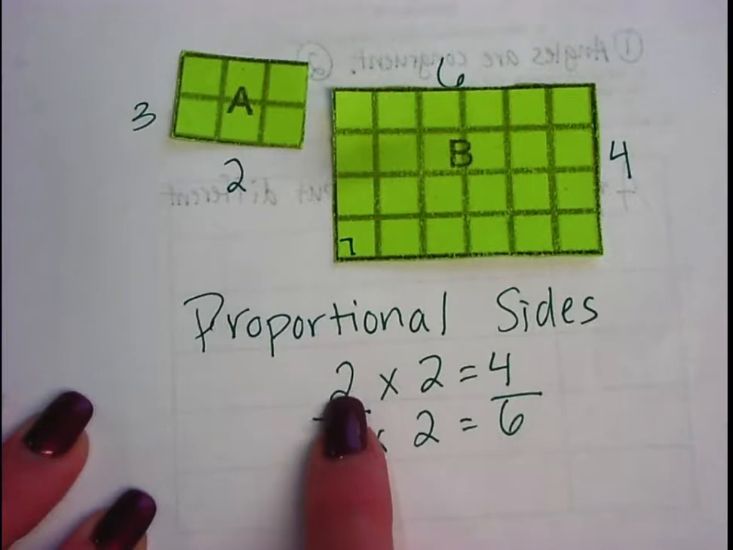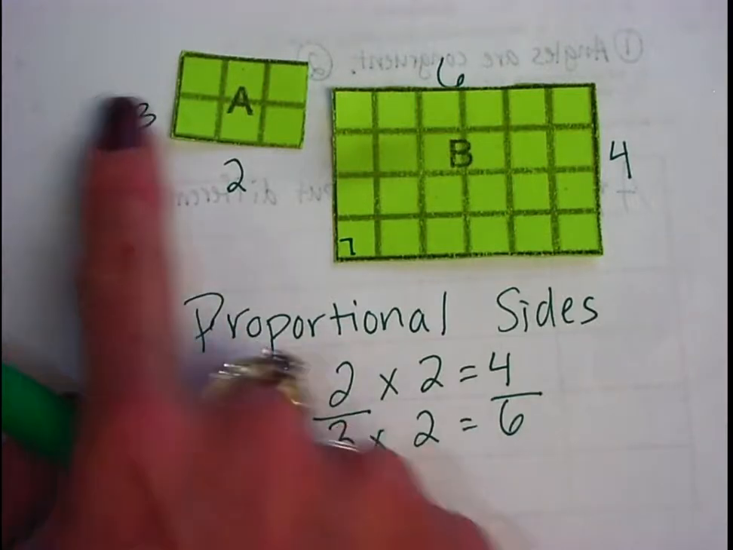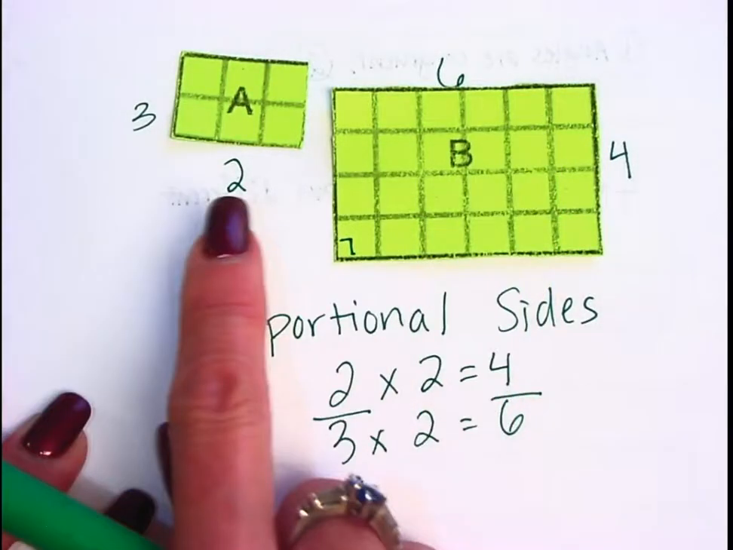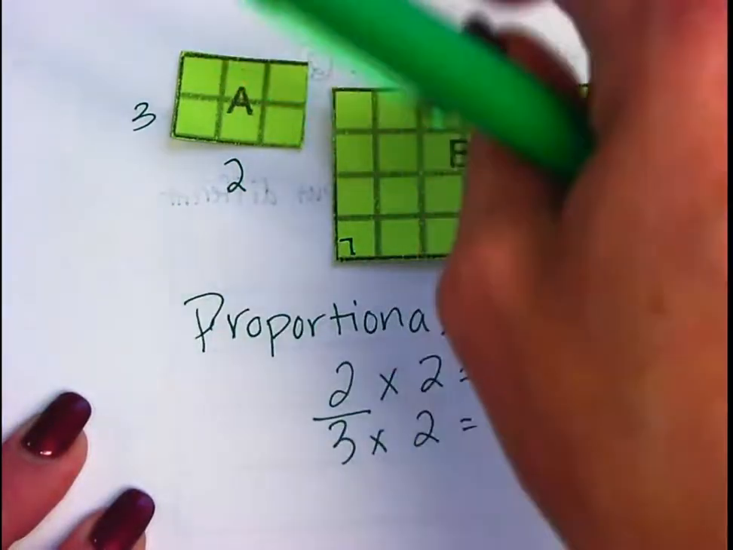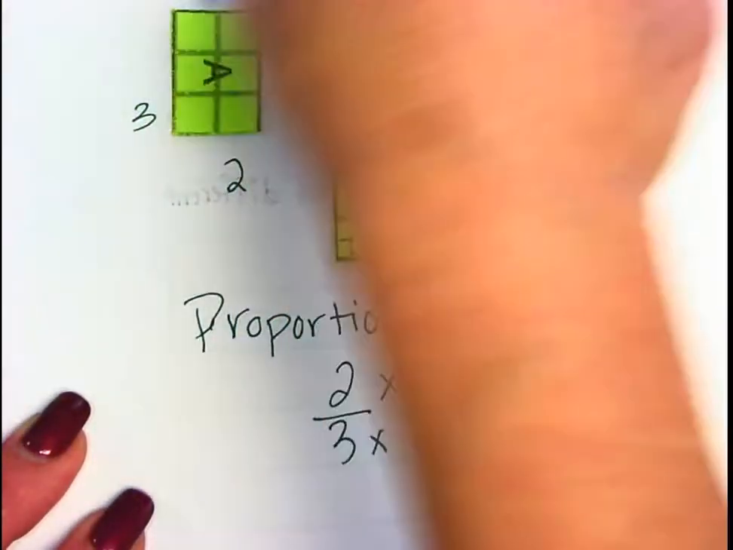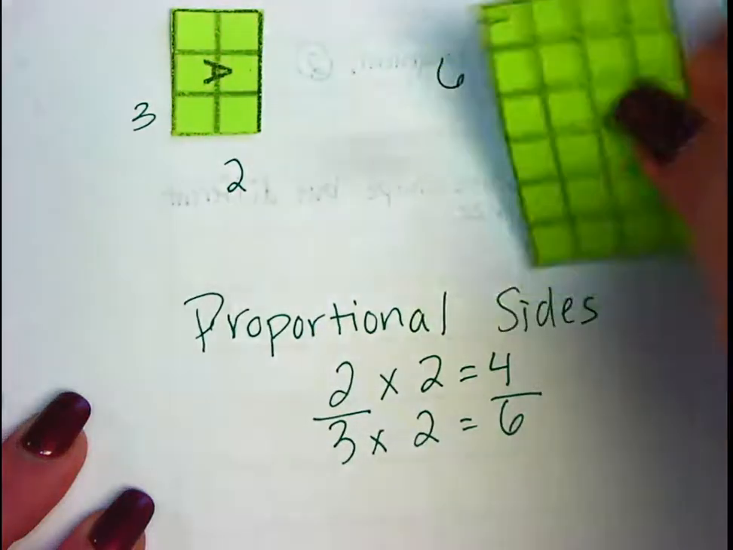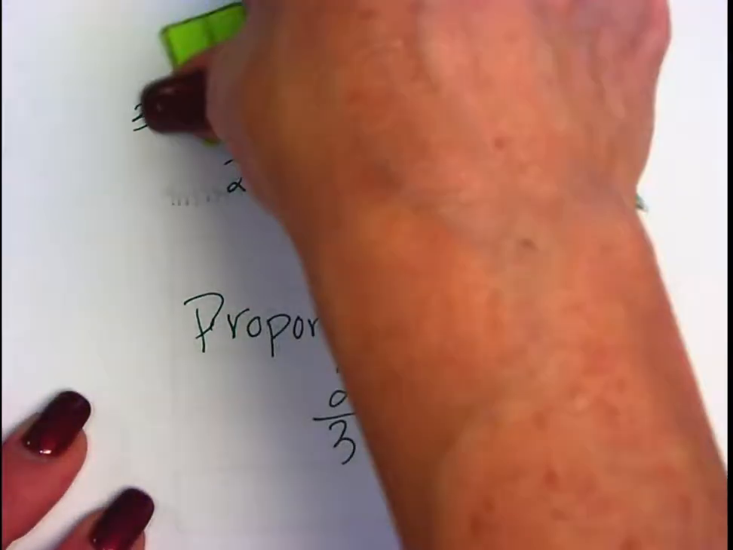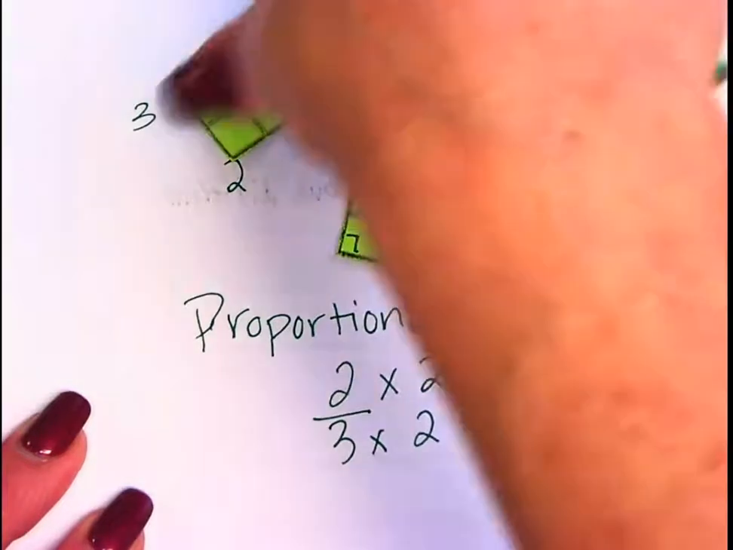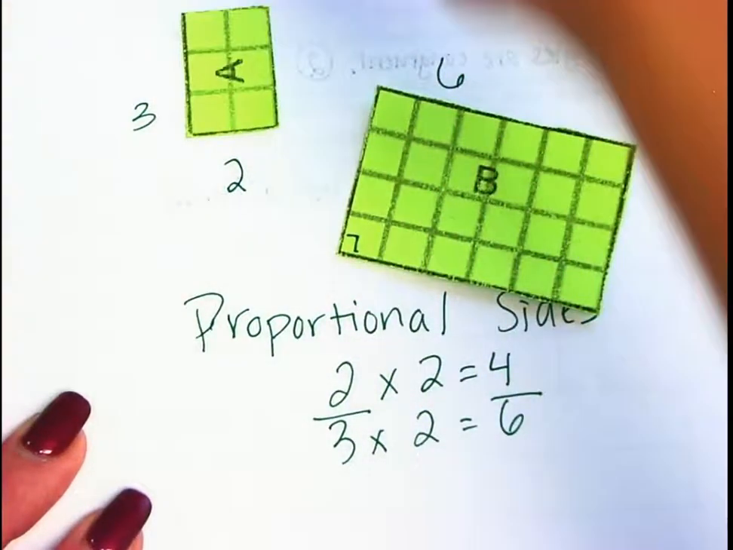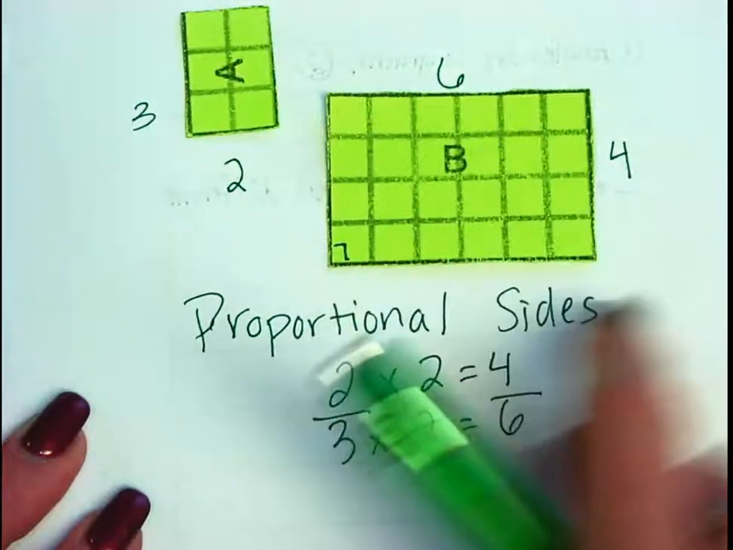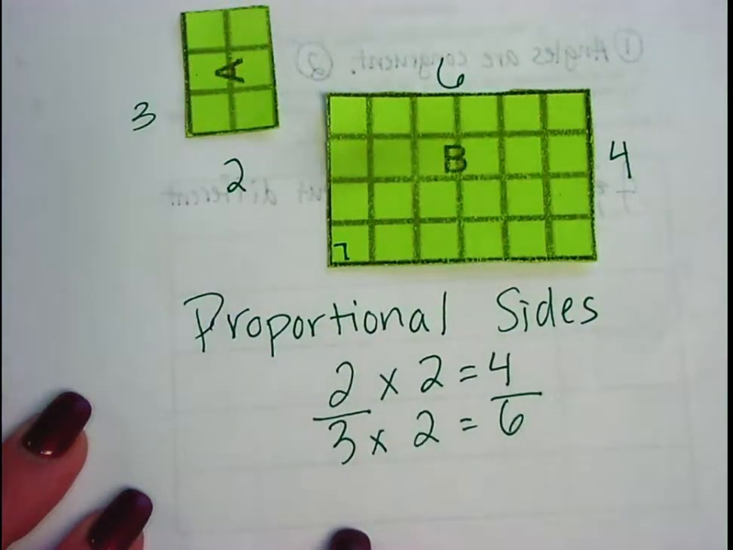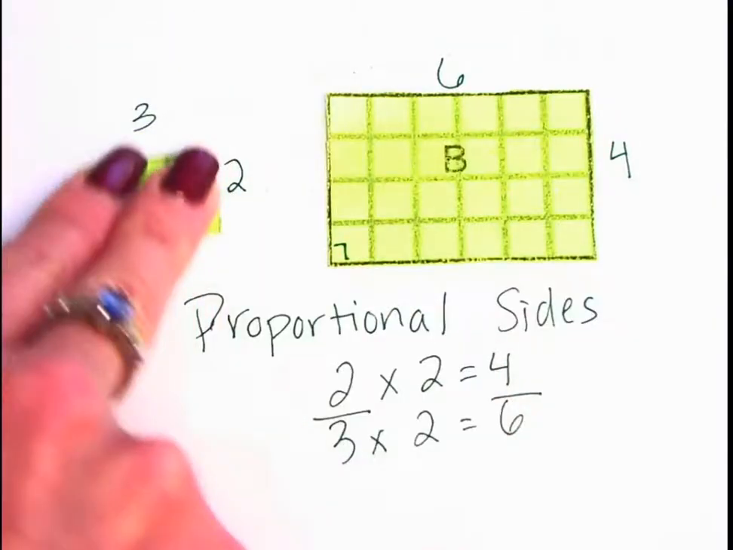So I can look at the relationship between the shorter side and see it's a times 2 and apply that same relationship to this one. And I see it's a times 2 as well. Okay? Questions on that? I think I had it this way, didn't I? There we go. Okay.